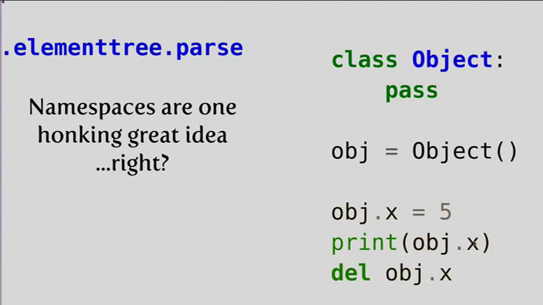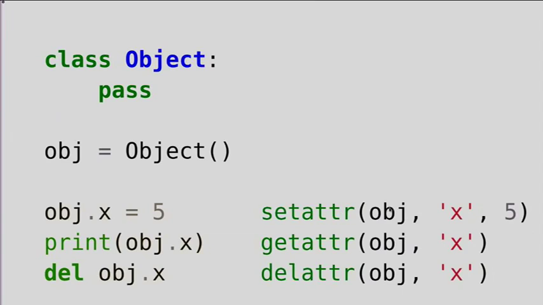Now, these are some of the most optimized operations in Python, so it's very good to use them. But you always have to know the name of the attribute you're getting. If you don't know it, you can use the built-in functions setattr, getattr, and delattr, which actually do the exact same thing, just a bit slower.